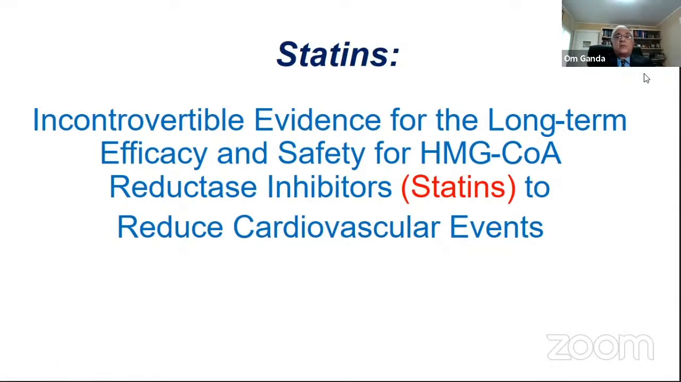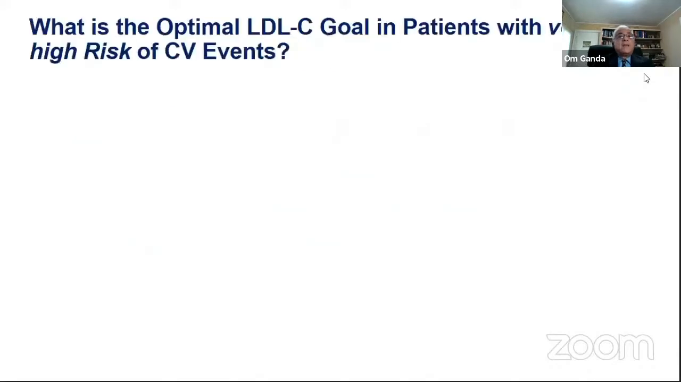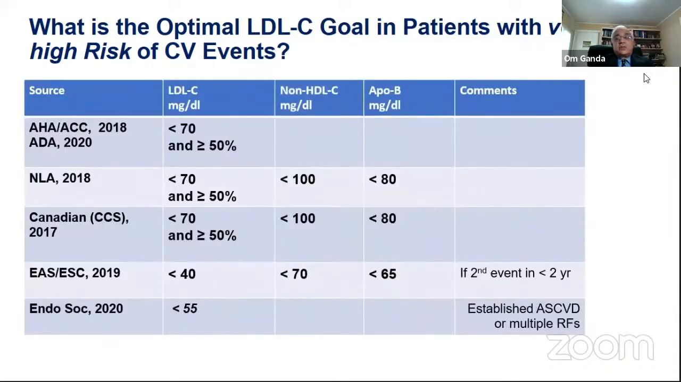So there's no point for me to go into any of those trials, which are well known to you by now. So first of all, the question comes up, what is the optimal LDL cholesterol goal in patients with very high risk of cardiovascular events? And you heard about it in the guidelines, I'm sure, who's at very high risk. For example, people with a recent heart attack and multiple risk factors, people with recurrent heart attacks or strokes or peripheral arterial disease. So this is my summary of all these various guidelines for optimal LDL cholesterol.